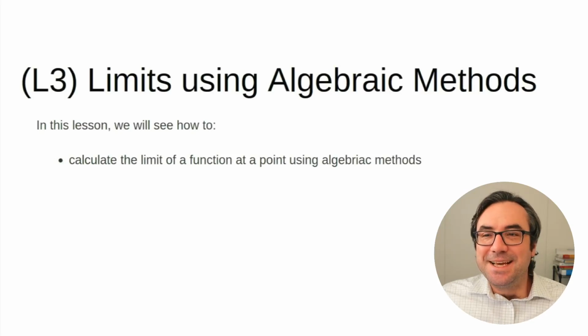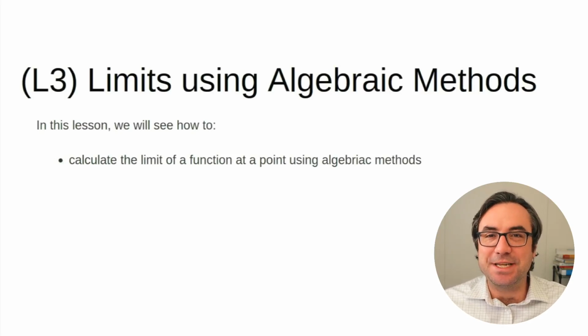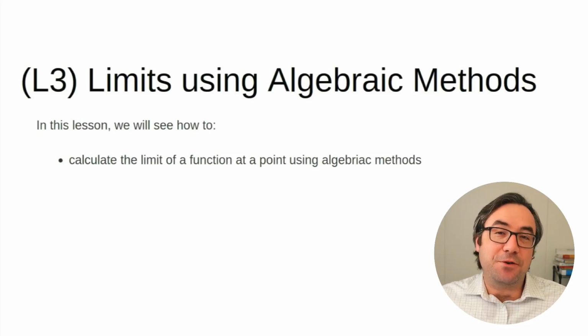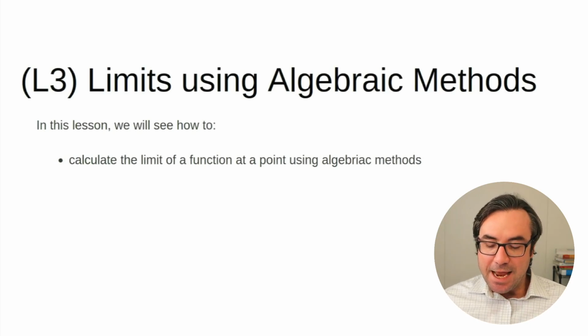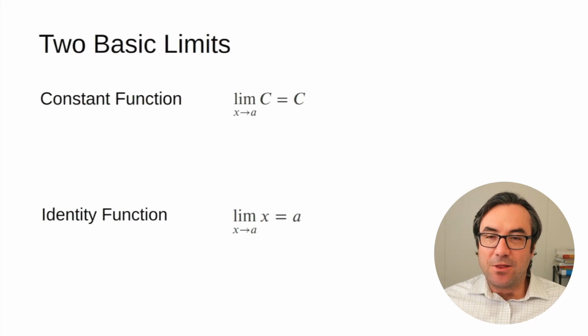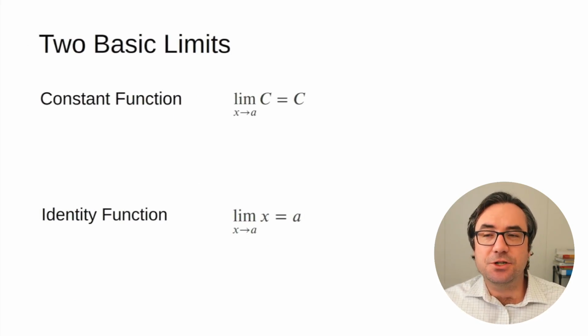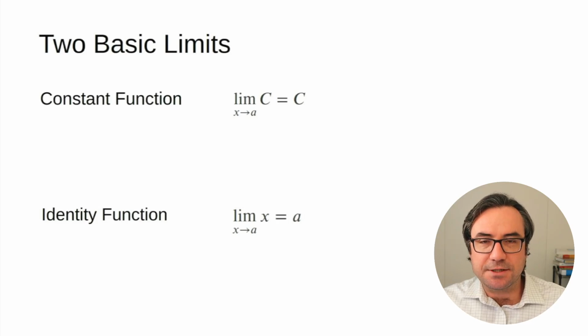Welcome, everyone. For today's prep, we're going to be looking at calculating limits using algebraic methods. So far we've looked at graphical methods and numerical methods, now we're going to be getting more into the algebraic side of things. And what we're going to see is, in a lot of cases, it comes down to just two basic limits, the limit of a constant function and the limit of the identity function. We're going to talk about these two basic limits a little bit more in class.